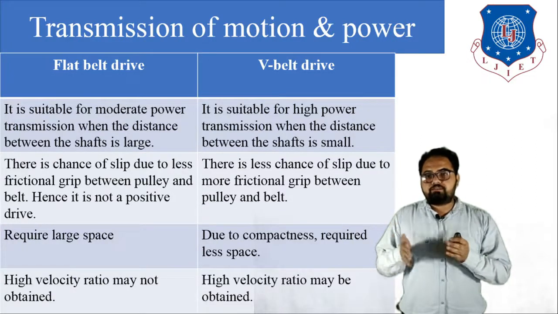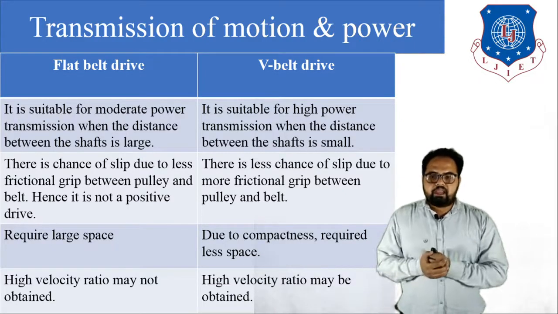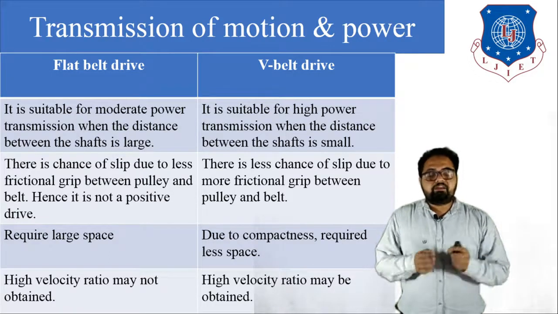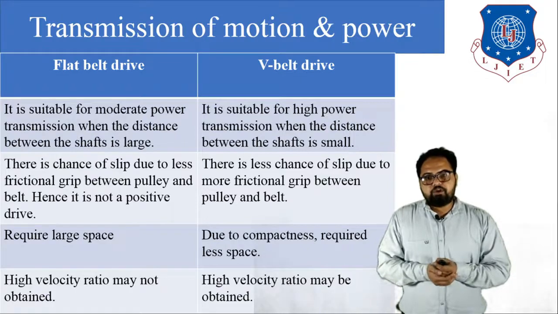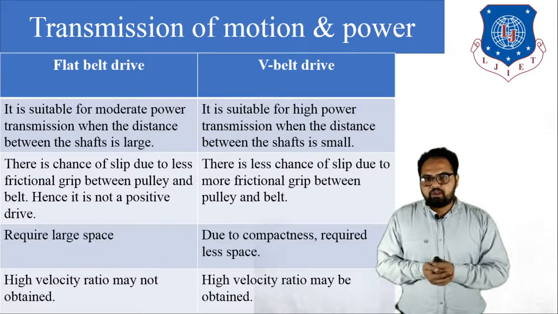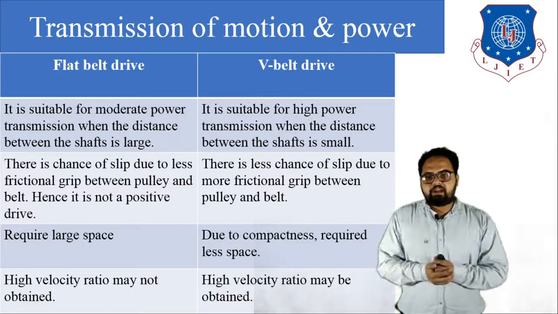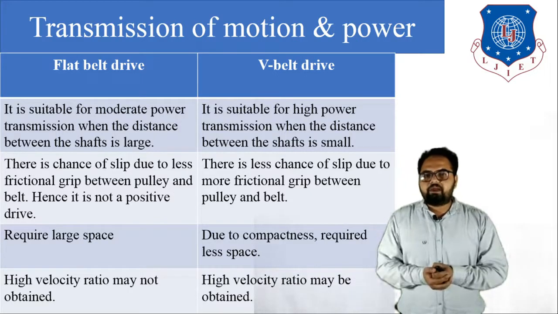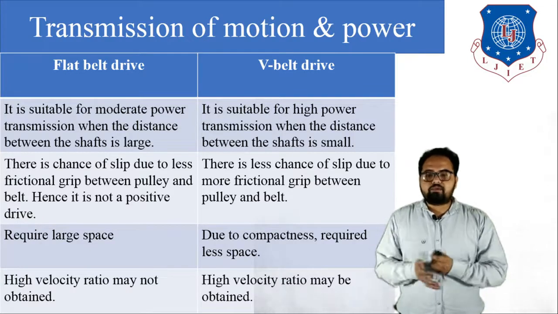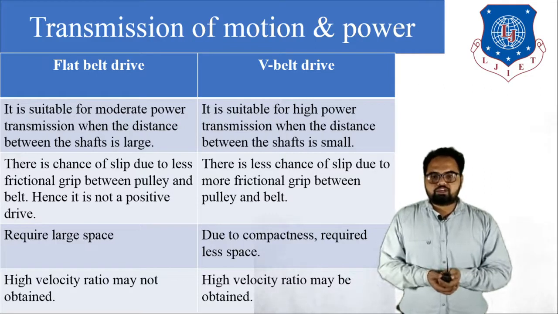In flat belt drive, there is a chance of slip due to less frictional grip between the pulleys and the belt. Hence, it is not a positive contact drive. But in V belt drive, there is less chance of slip due to more frictional grip between the pulley and belt. For flat belt drive, we require larger space, and in V belt drive, due to compactness, we require very less space. High velocity ratio may not be obtained by using flat belt drive, and by using V belt drive, we can obtain high velocity ratio.